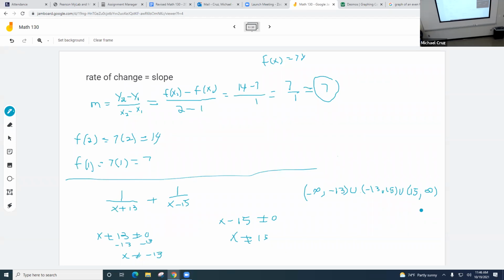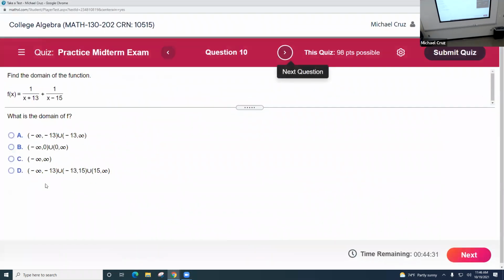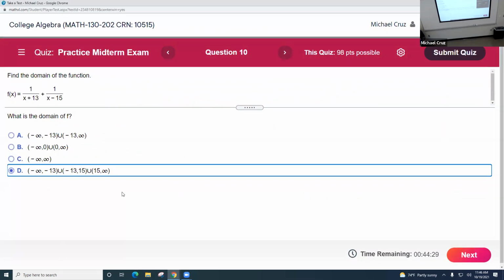If we would do 1 over x plus 13, you would just replace the 15 with the infinity, if it was just the one. This is why we have to have 3 little sections, because it's going to be undefined at 2 different points. So see, and there it is, right there.